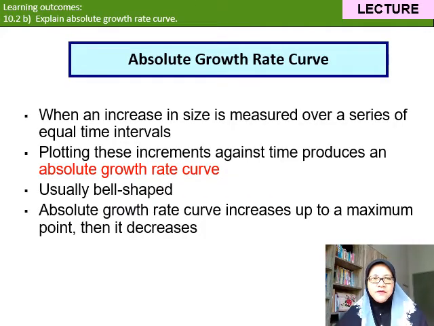The second type of growth curve is the absolute growth rate curve. We can plot an absolute growth rate curve when an increase in size is measured over a series of equal time intervals. Plotting these increments against time produces an absolute growth rate curve. Absolute growth rate curve is usually bell-shaped. What is meant by bell-shaped? A bell-shaped curve shows that the curve increases up to a maximum point, then it decreases.